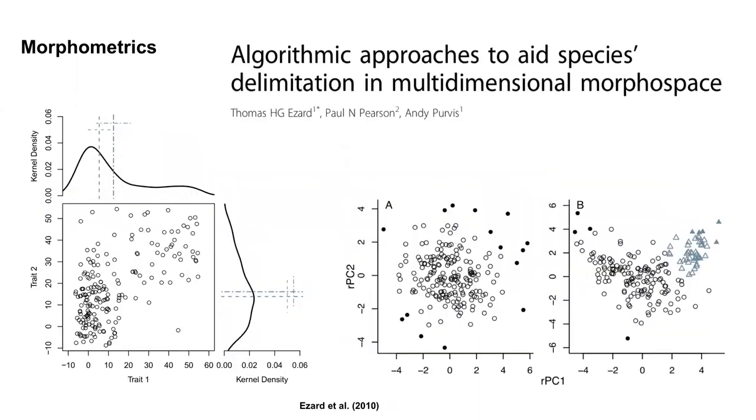And one of my favorite morphometric papers was this one by Ezard et al. in 2010. They introduced algorithmic approaches to morphometric analyses. So instead of just doing your principal components analysis and then eyeballing what you think are different clusters, they provided algorithmic and objective ways to identify species. And they do it across multiple steps: objectively identifying the number of principal components to retain, the number of clusters, assignments to the clusters, and even outliers.